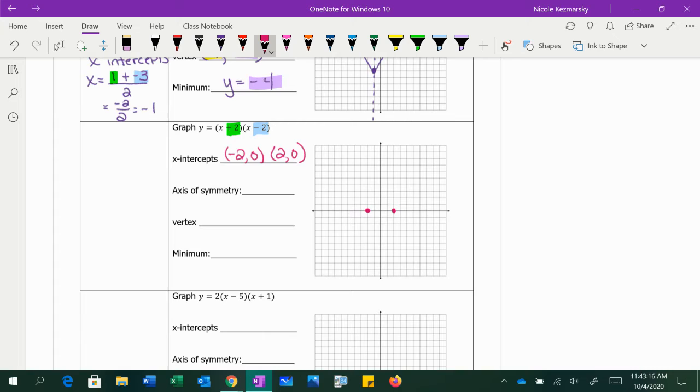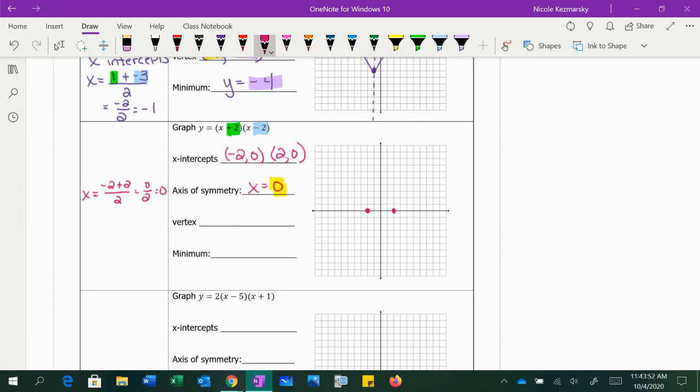So for this one, the axis of symmetry might be a little easier to see because we've got a -2 and a +2. Those are already the same distance from the y-axis, but let's calculate it anyway. So I'm going to go x equals, for my axis of symmetry, -2 plus 2 divided by 2. -2 plus 2 is 0, divided by 2 gets me 0. So x equals 0 is my axis of symmetry, and I think we use yellow for that.